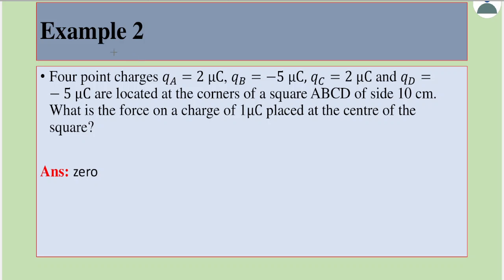Example 2 says 4-point charges QA, QB, QC and QD with some values. That is, the charge at point A is 2 microcoulomb, the charge at point B is minus 5 microcoulomb, the charge at point C is again 2 microcoulomb, and the charge at point D is minus 5 microcoulomb. These charges are located at the corners of a square ABCD of side 10 centimeter. The question says, what is the force on a charge of 1 microcoulomb placed at the center of the square?